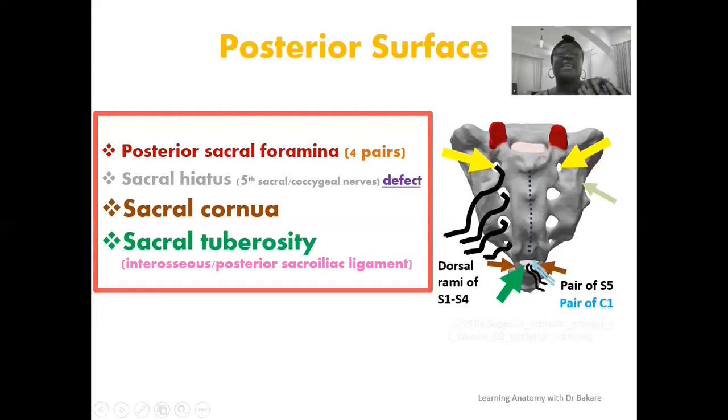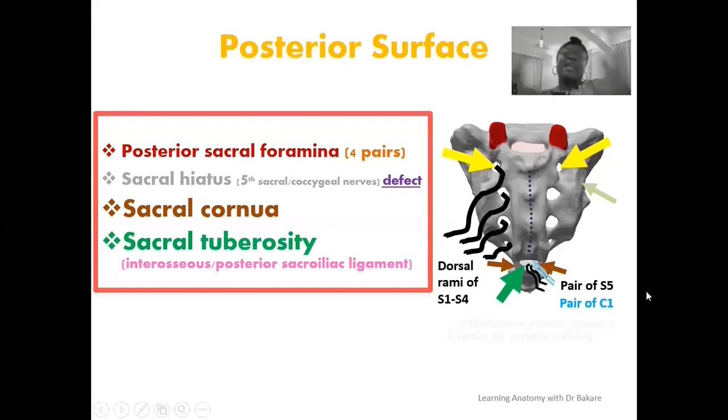And one of these ligaments is the posterior sacroiliac ligament. This is the ligament that is seen at the posterior part of the sacroiliac joint. It is seen to reinforce the sacroiliac joint posteriorly. And it is on the sacral tuberosity that this ligament is attached. We also have the attachment of the interosseous ligament, but it is located deep to the posterior sacroiliac ligament. So these two ligaments find their attachment site on the sacral tuberosity that is created on the lateral side, just around the posterior surface.